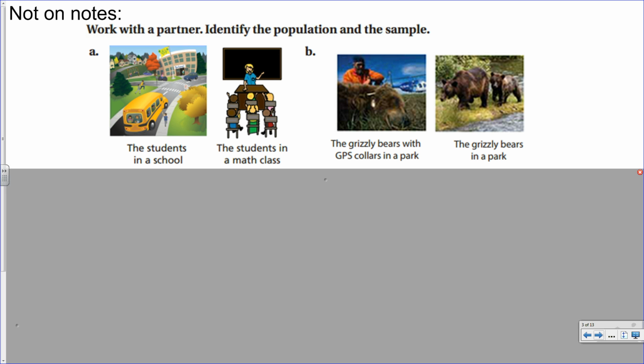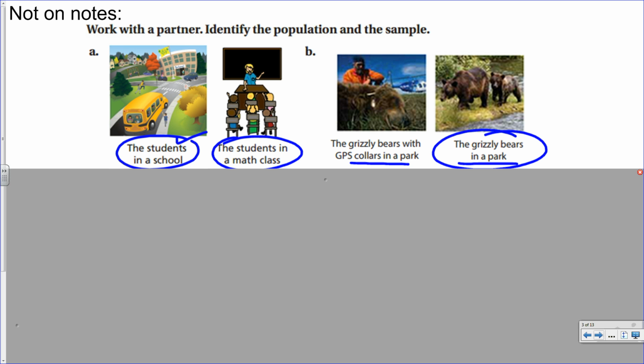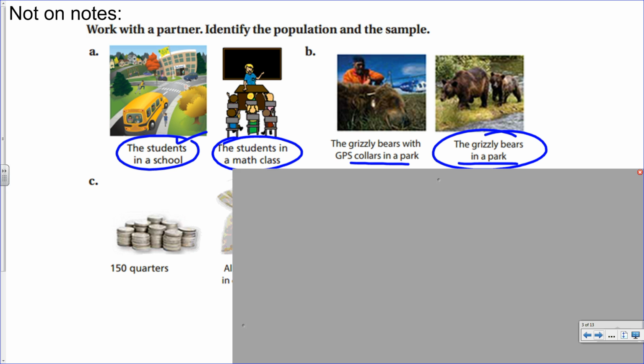I have two ideas here: either the students in a school or the students in a math class. Which one would be the population? It would be the students in a school. The math class would be a sample of that school. Again, on B, would the population be the grizzly bears with GPS collars or the grizzly bears in a park? All the grizzly bears in a park would be your population, whereas those with GPS collars would be a sample. This next one, we're dealing with either 150 quarters or all quarters in circulation.